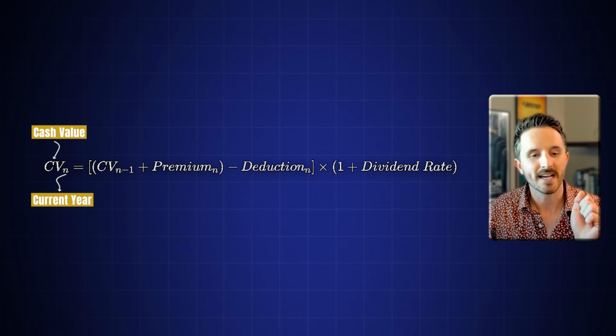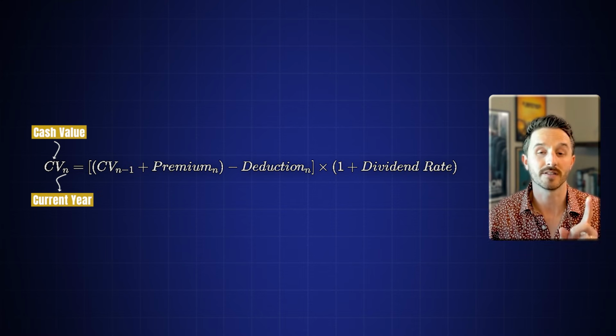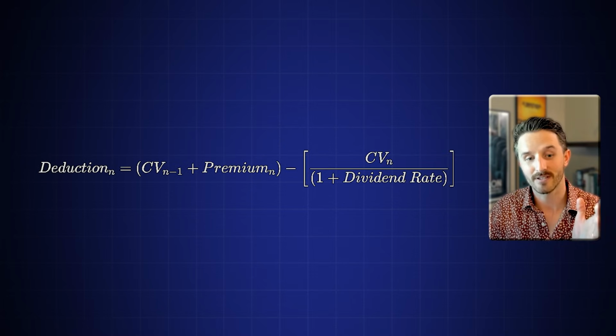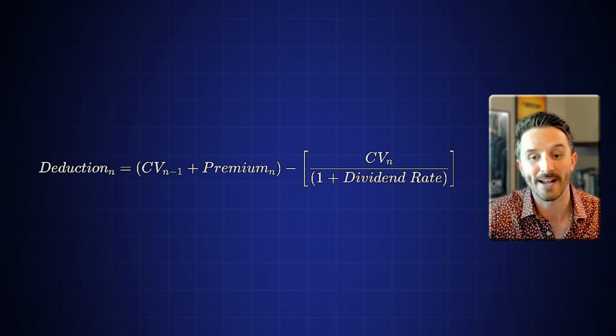And the cool thing is that when you look at your illustration, you can find every single one of these values on the illustration except for one. And that is where I had this idea. I had the brain blast. I was like, what? The only thing I actually don't know from the illustration is the deduction. But if I scrambled this formula, I could figure out the deductions that are happening. Scrambled, if you want to find the deduction, you just take last year's cash value plus the premium minus the cash value this year over 1 plus the dividend rate. This is what I found, basically.